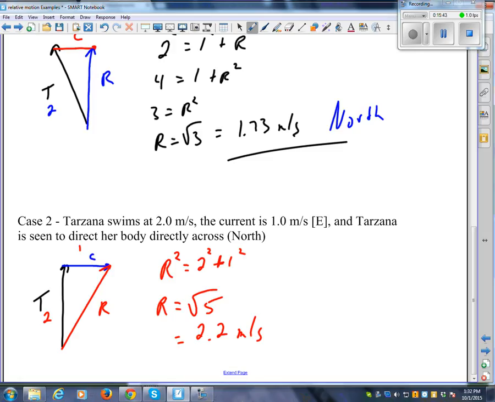2.2 meters per second. Is she traveling faster? She is, but she went farther though, didn't she? Right? So we still don't know. We still don't know.